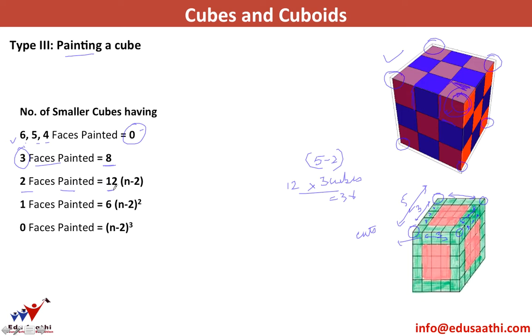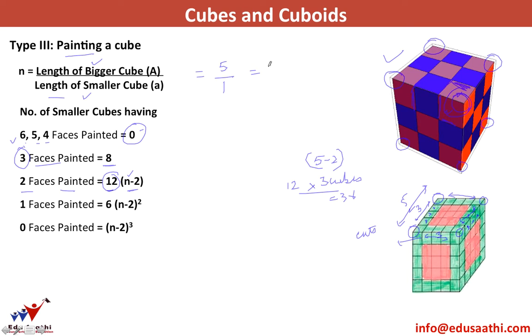Now here it's mentioned 12 into n minus 2. 12, you know, is the number of edges. How do we define this n? Look here. N is the ratio of the size of the bigger cube A to the length of the side of the smaller cube B. So here the length of the bigger cube I assumed was 5 and the length of the smaller cube I assumed to be 1. So here n was 5. So this n minus 2 is nothing but 5 minus 2, which is equal to 3. That is why I had 3 cubes here.